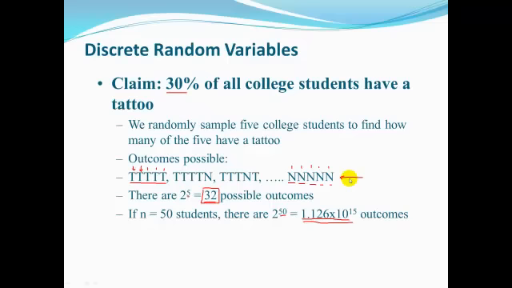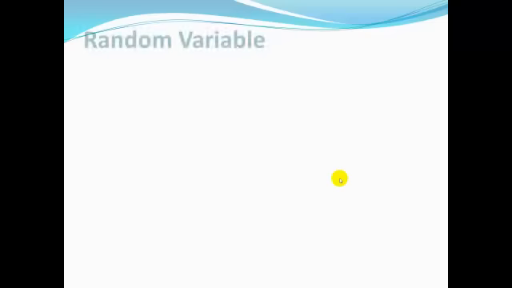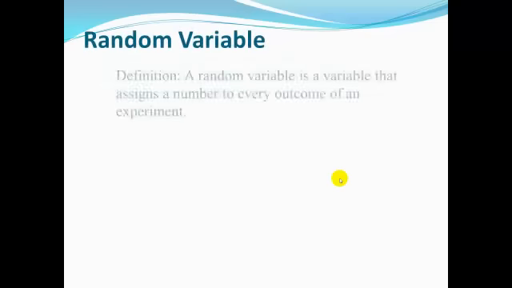That's the point. The point of this discussion is that our probability techniques are thinking of outcomes in terms of letters, and it doesn't work. So we need a new way, and that's where the definition of a random variable comes into play. A random variable is a variable that assigns a number to every outcome of an experiment. So we can think in terms of the letters. We can think in terms of the T's and N's, whether we're dealing with 5 students or 50 students.